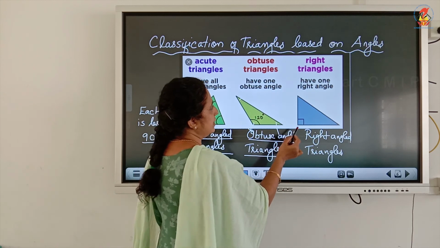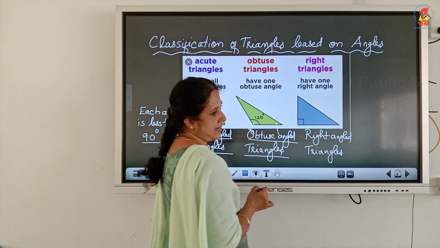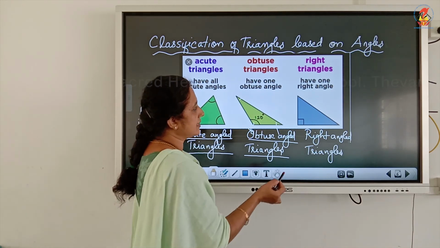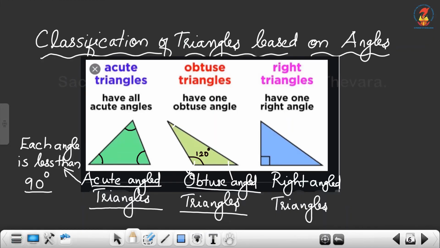And the third one, right angle triangles. Right angle triangle means one angle is 90 degrees. And here you can see the symbol. This box indicates that the angle is equal to 90 degrees. And the other two angles are acute angles. One angle is 90 degrees and the other two angles are acute, therefore we can call it a right angle triangle.